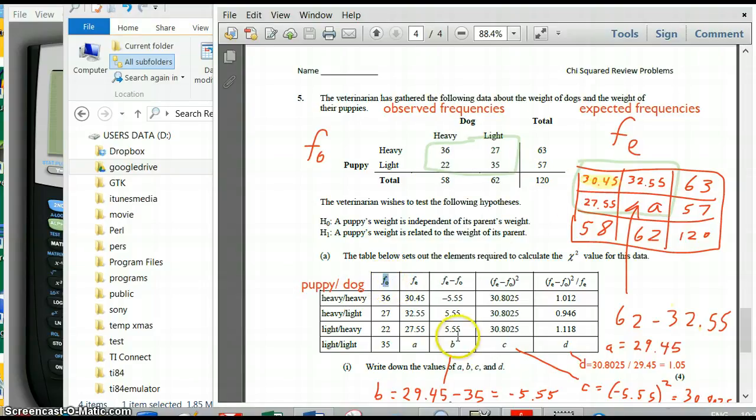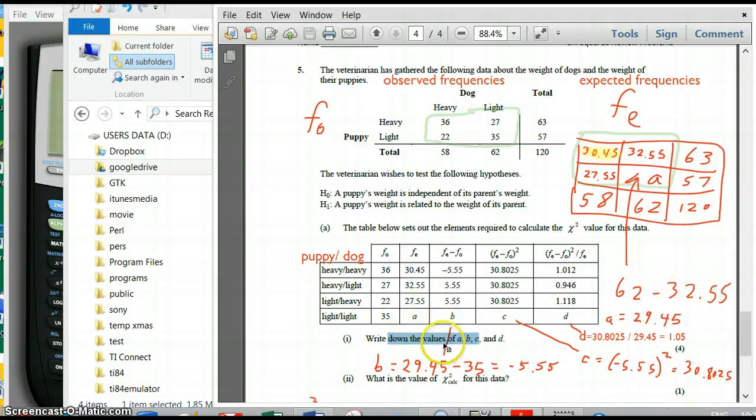So I filled in 3 of the values. Now it doesn't give us A. It asks us A later. It says write down the values of A, B, C, D. So what is the value of A? Well, there's 2 ways to get that. One is your calculator. If you put this table in there, 36, 27, 22, 35, in your calculator, it's going to give you that.